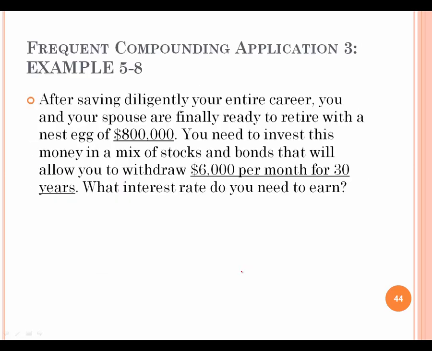Another frequent compounding question example. If you are finally ready to retire with a nest egg of $800,000, this is the amount of money you would have by the time you're going to retire. And you're going to invest this much money in the mix of stocks and bonds that would allow you to withdraw $8,000 per month for 30 years. $8,000 per month for 30 years, that is 360 payments, right?